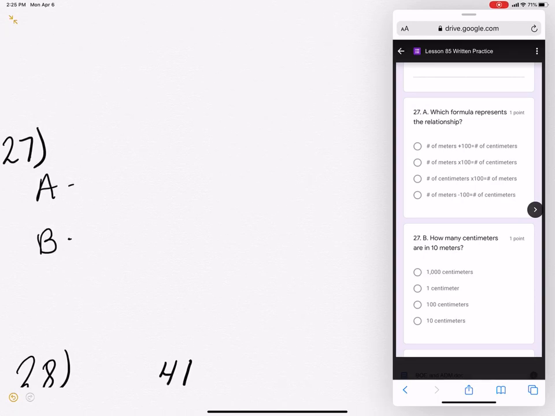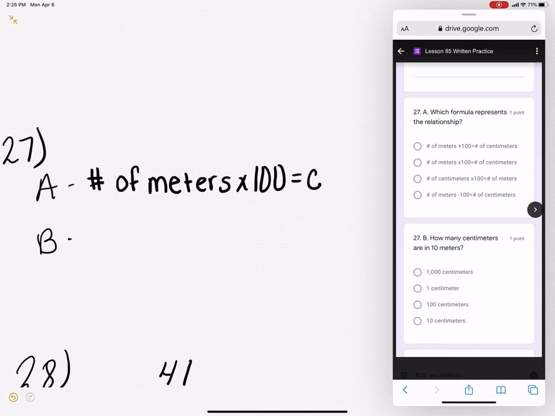27A, which formula represents the relationship? Even if you weren't looking at the chart on page 599, you know that if you have meters times something, it equals the number of centimeters something would be. If I am 2 meters tall, I can multiply that times 100 and say that I am 200 centimeters tall. So that relationship would be the number of meters times 100 equals centimeters.